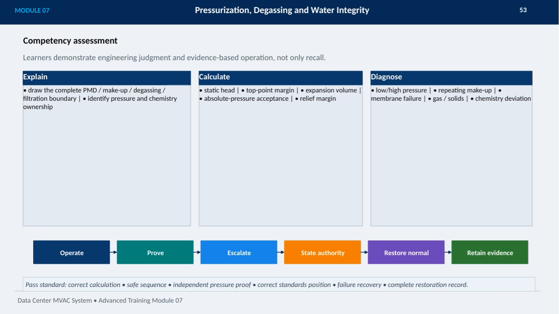Operating the system correctly, proving your actions, escalating when necessary, stating authority, restoring normal operations, and retaining all evidence are essential steps throughout this process. To pass this standard, you must perform correct calculations, follow a safe sequence, conduct independent pressure proof, position standards accurately, recover from failures, and maintain a complete restoration record.